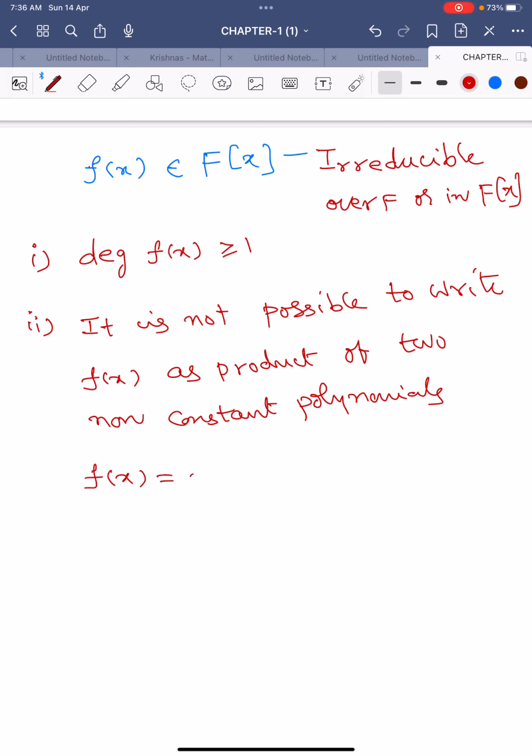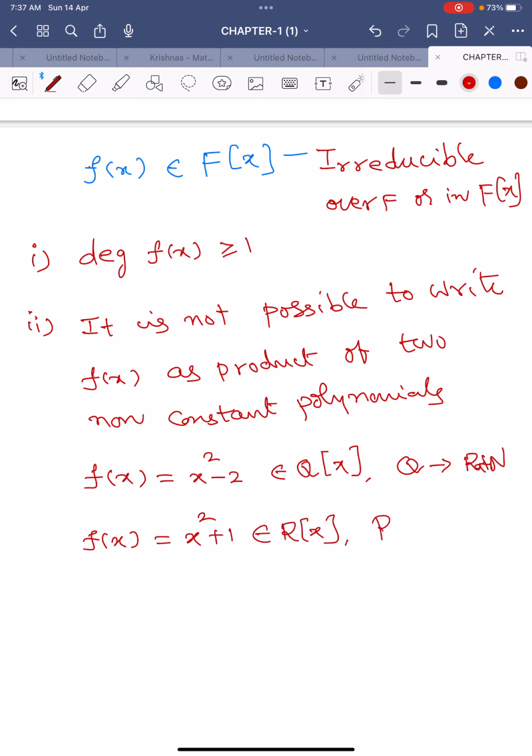To understand the definition of irreducible polynomial, let us see two examples. Suppose f of x is equal to x square minus 2 defined over capital Q of x, I mean ring of rationals, where capital Q is the field of rational numbers. It is not possible to split it here, so f of x is irreducible over Q. And suppose f of x is equal to x square plus 1 defined over capital R of x, where capital R is real numbers. This is also an irreducible polynomial. It is not possible to split this polynomial over capital R.